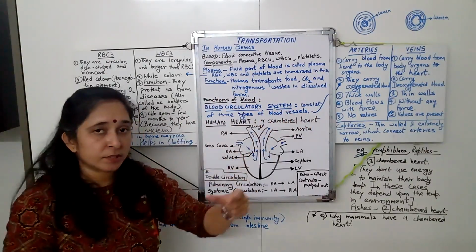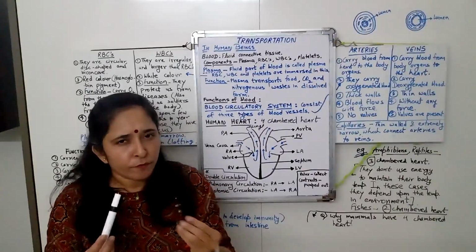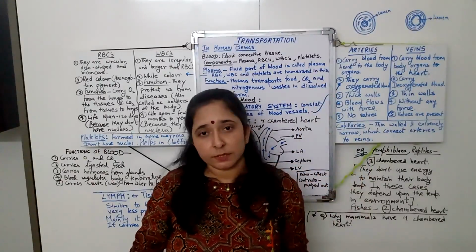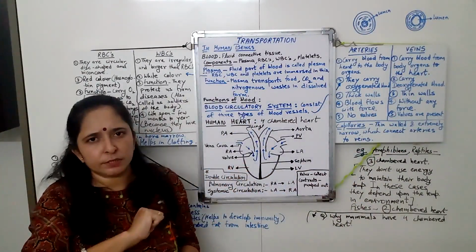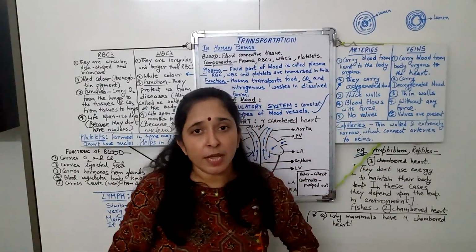Now the blood circulatory system, that is the main blood vessels: arteries, veins and capillaries. A few characteristics, because in the board exam they ask you to differentiate between the arteries and the veins. At that time you have to explain. If they ask for 2 marks, write 4 points. If they ask for 3 marks, write 6 points. I have given here 5 points and 1 point is a diagram here.